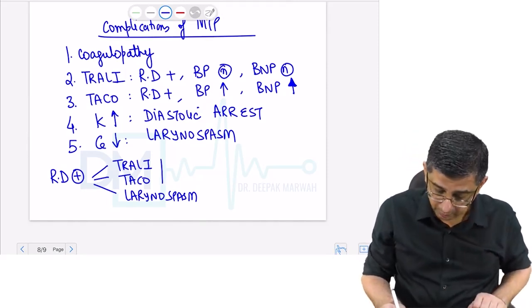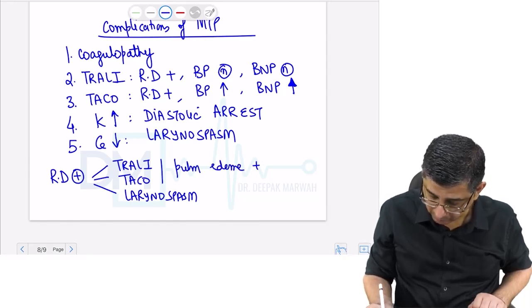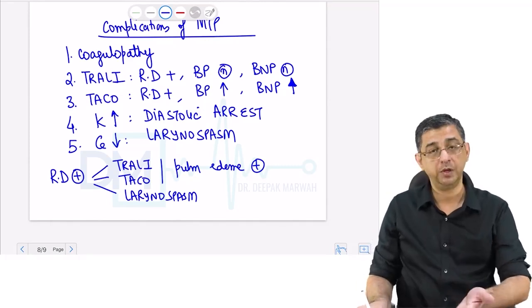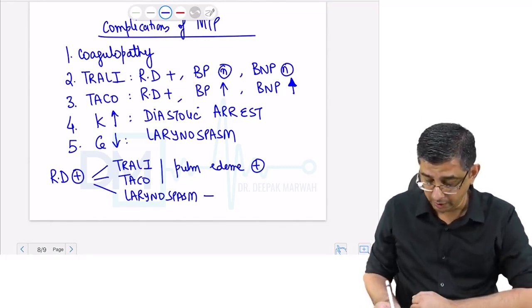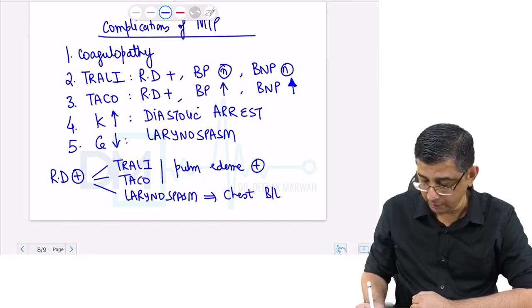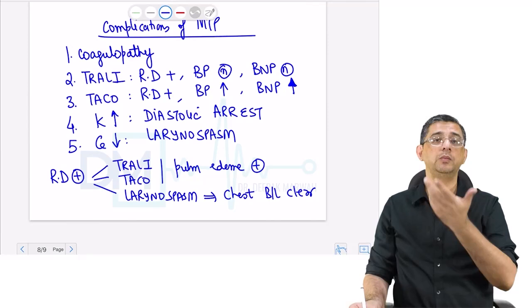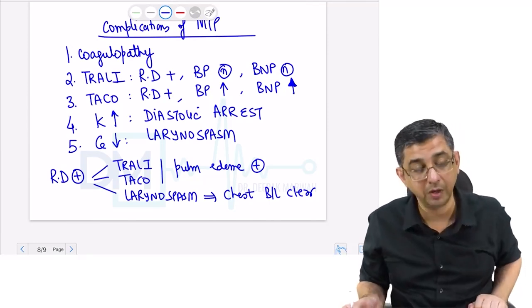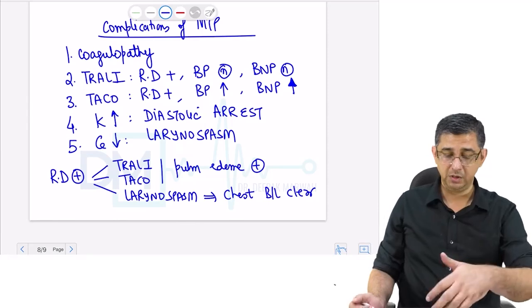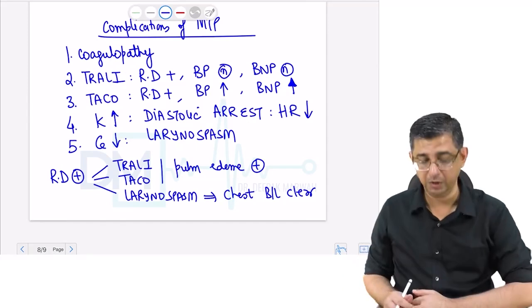You will notice that pulmonary edema will be a feature of TRALI and TACO. TRALI would be non-cardiogenic, TACO would be cardiogenic pulmonary edema. And in laryngospasm, the chest of the patient will be bilaterally clear, but you might be able to hear adventitious sounds. Those adventitious sounds are coming from the upper airway because there is a laryngospasm developing in a patient. But if he says there's a bradycardia occurring in a patient, then you have to think in terms of hyperkalemia in a patient.